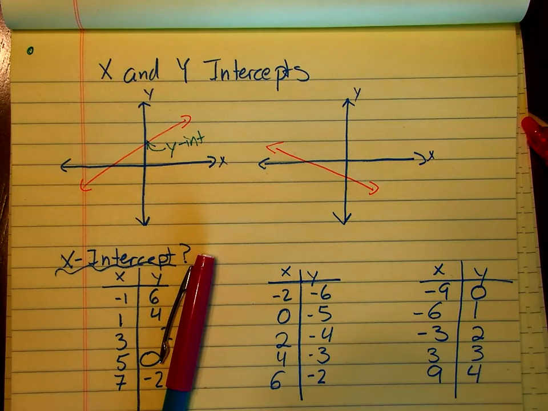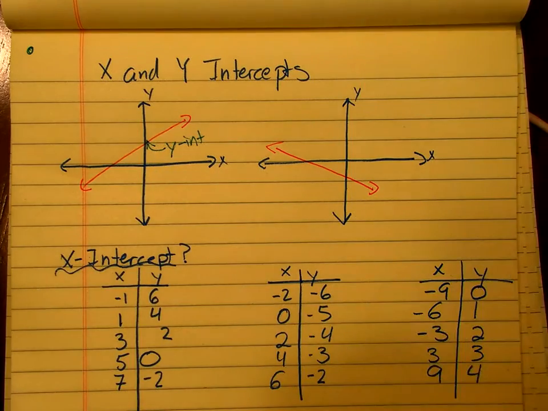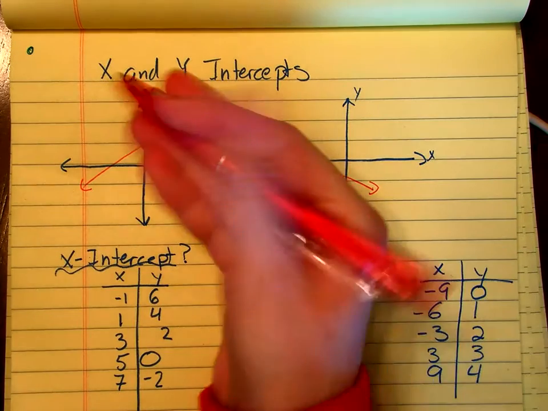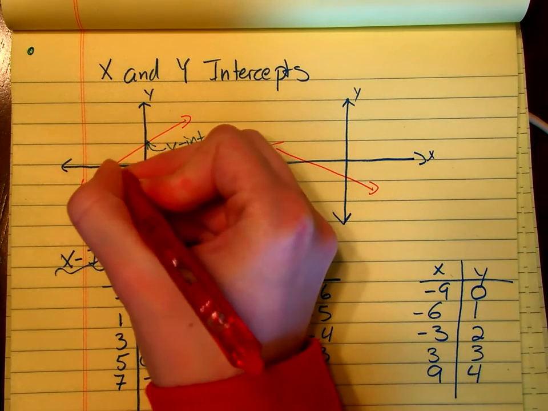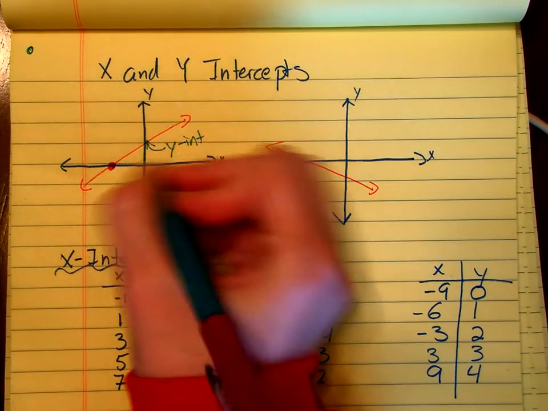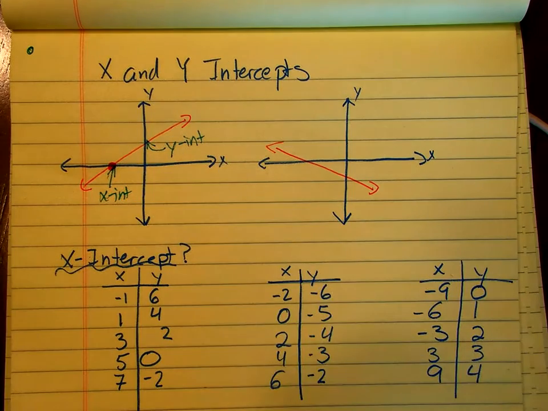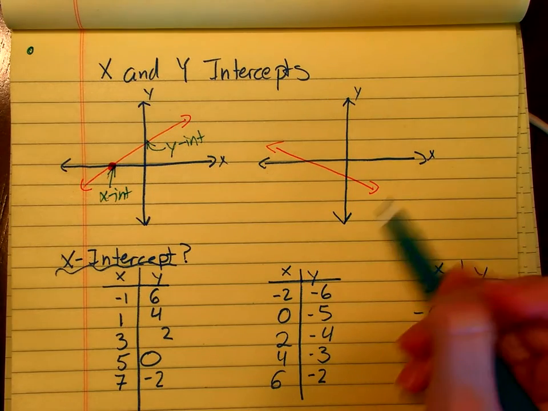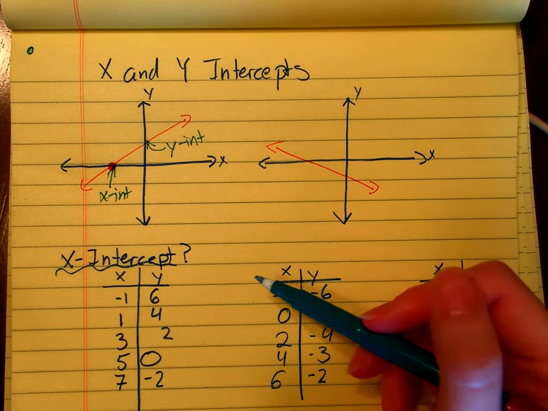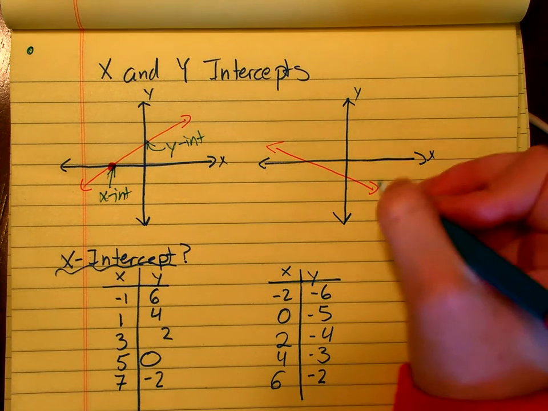That means similarly, the x-intercept is going to be right here. My x-intercept is where my line crosses the x-axis. So this is my x-intercept. Alright, on this one, go ahead and pause the video and ask yourself which one's the y-intercept and which one's the x-intercept. Alright, welcome back.